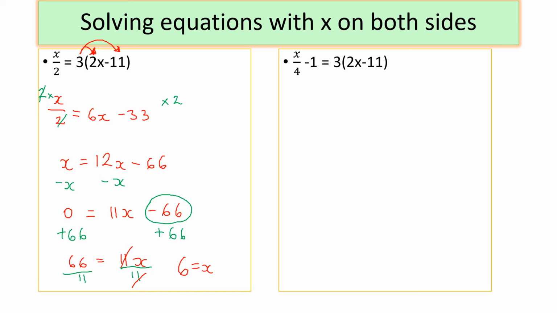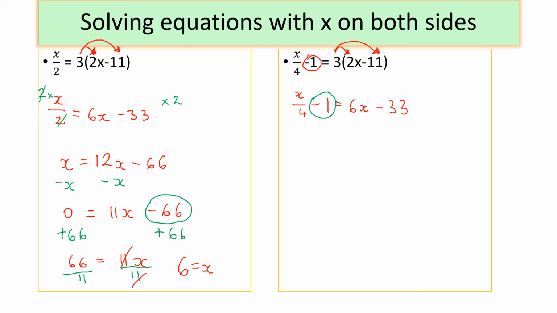And then in the last example we're going to look at, we have some fractions involved and some brackets involved as well. So I'm going to expand the bracket first. So that's 3 times 2x is 6x, 3 times negative 11 is 33. Now notice those two questions are quite similar, but we have this part here that's slightly different. Now I can't times both sides by 4, or I could, but I need to then remember to times minus 1 as well. So what I'm going to do is get rid of this first.